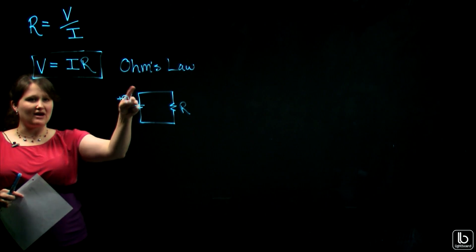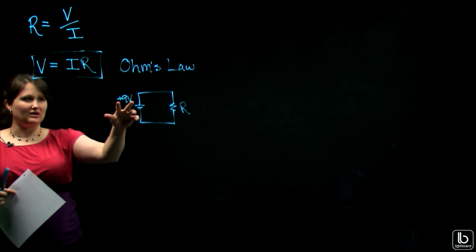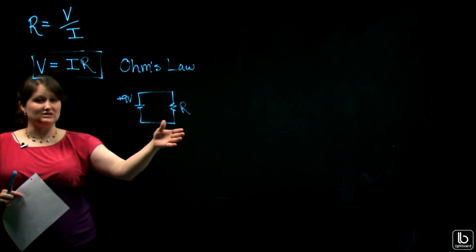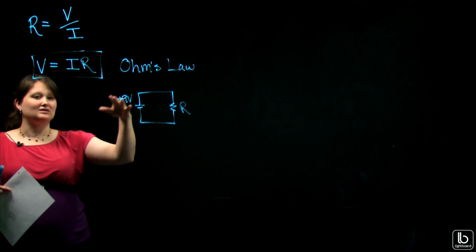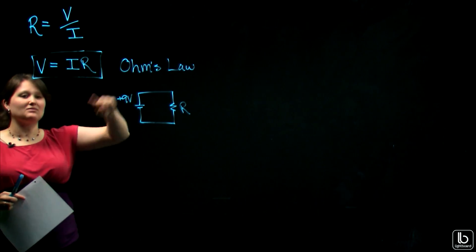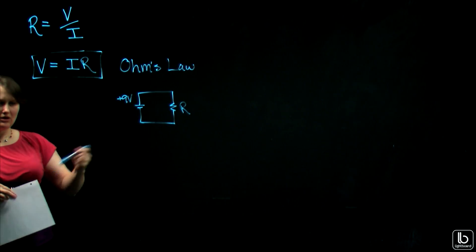I only have 9 volts to start with. So if this is the only energy I have to start with, if I increase the resistance, I'm going to get less current flowing. If I decrease the resistance, I'm going to get current flowing a lot more easily. So I'm going to have a lot of current flowing.